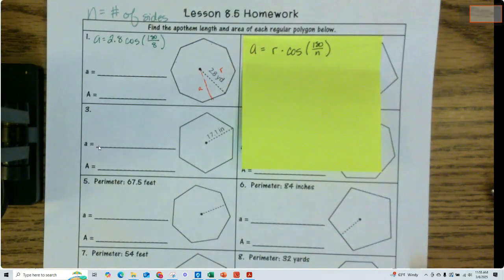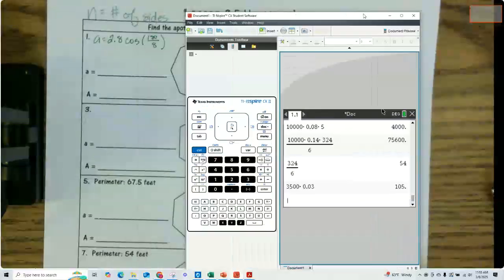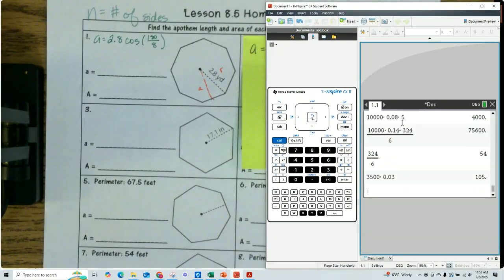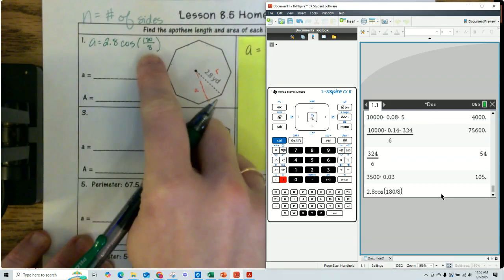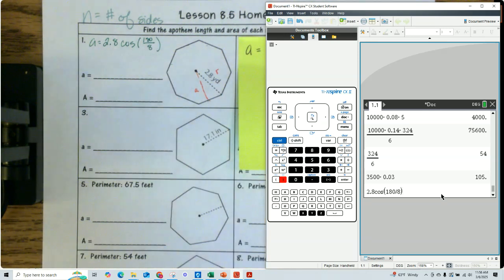To me it's a little bit easier to find the apothem today because we've got, again, just a basic formula that we can plug into. So we've got 2.8. Remember, calculator, better be in degree. Check it really quick. If it's not, I will help you switch it over. And then 180 over 8. Anything that comes after one of those trig ratios, cosine, sine, tangent, goes in parentheses. So make sure that you get parentheses around that whole thing.